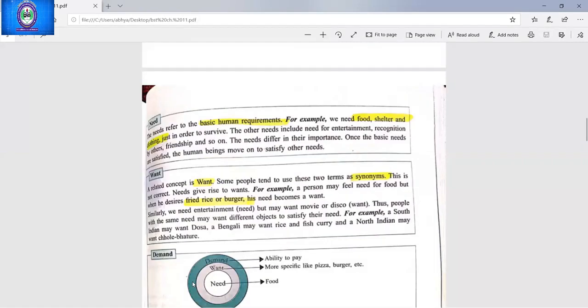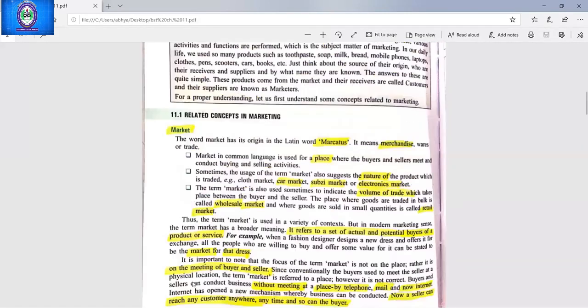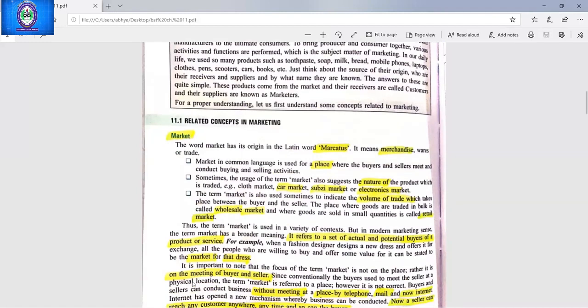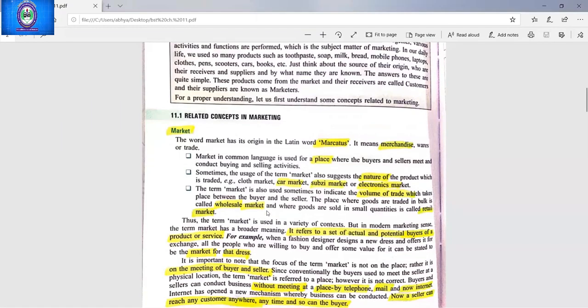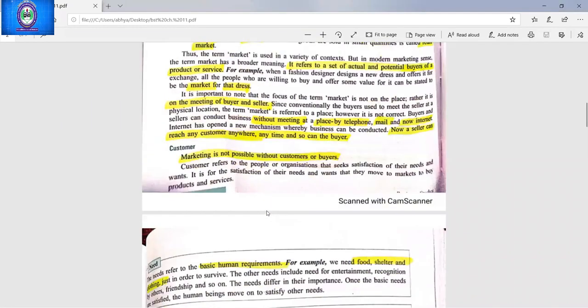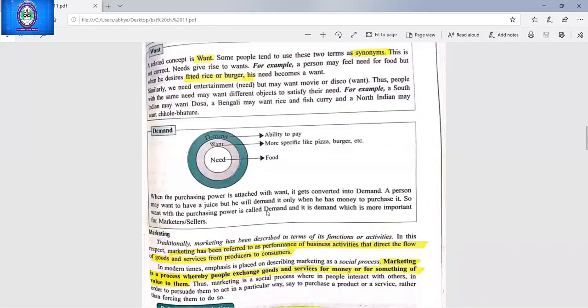First of all, I told you the meaning of market. Market we can divide on the basis of the place, and then I told you that market does not mean only the place. It is something more than the place. Then I told you customer, then need, want, demand, then marketing.